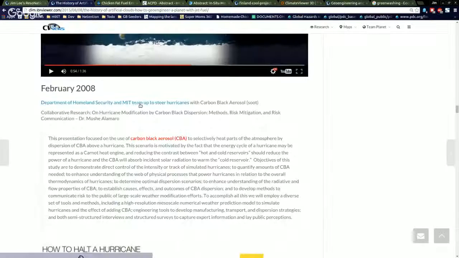Department of Homeland Security and MIT team up to steer hurricanes with carbon black aerosol soot. And this guy's name is Moshe Alamaro. He's getting money from Bill Gates's program. They're calling it hurricane mitigation, steering hurricanes now. They're calling that geoengineering. I don't understand it. I said it to Ken Caldeira in 2012: what you guys are doing, geoengineering, and weather modification, they're exactly the same. They're just on different scales. Geoengineering, worldwide. Weather modification, local. That's the only difference. They're both doing the exact same thing.